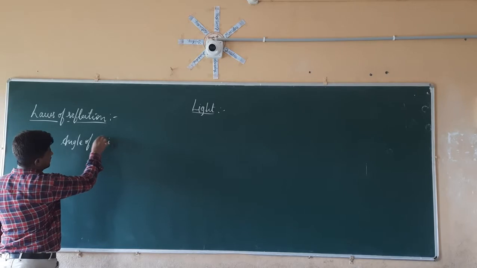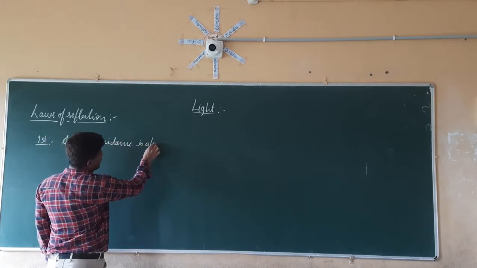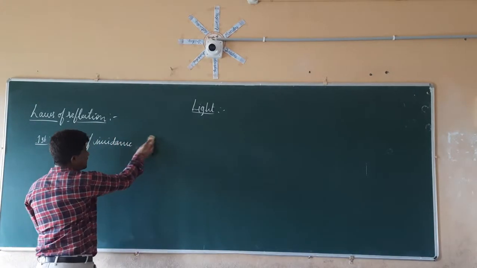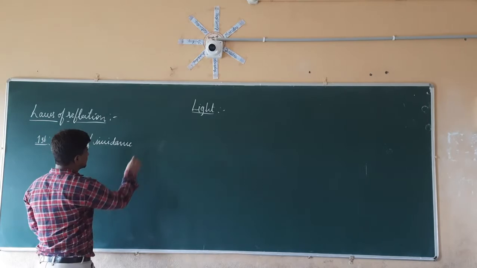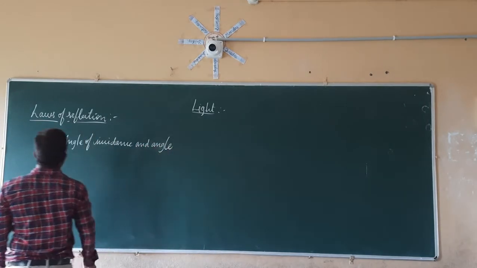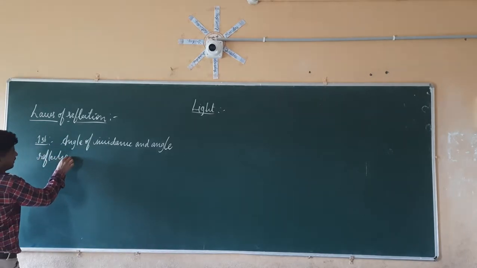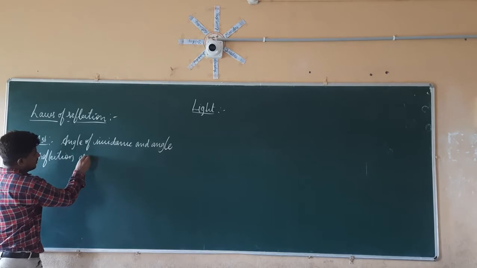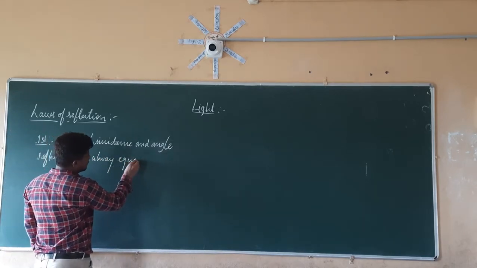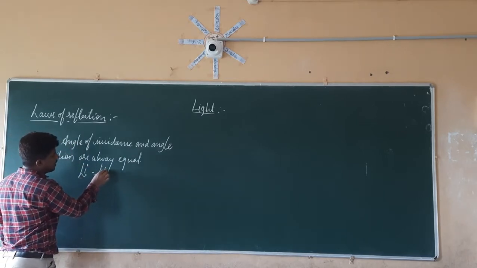Angle of incidence and angle of reflection are always equal. That is nothing but angle i is equal to angle r.